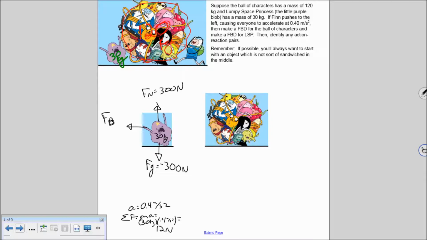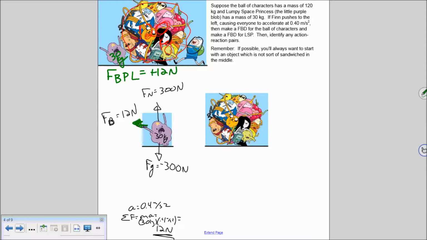I guess it doesn't explicitly say. I should have told you to assume that the surface was frictionless. Otherwise, there's not enough information to solve this. So we'll assume that it's frictionless. All right? And so we know that our net force has to be 12 newtons. Well, that means that the force from the ball pushing Lumpy Space Princess has got to be 12 newtons. I should have made that force a little bit smaller. Okay. So that is the force of the ball pushing Lumpy Space Princess. Positive 12 newtons. Okay?